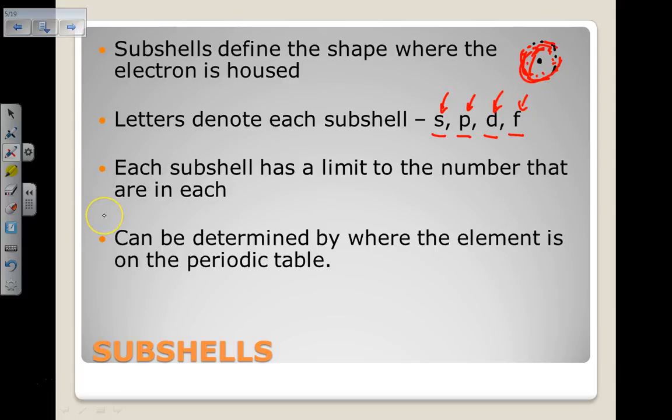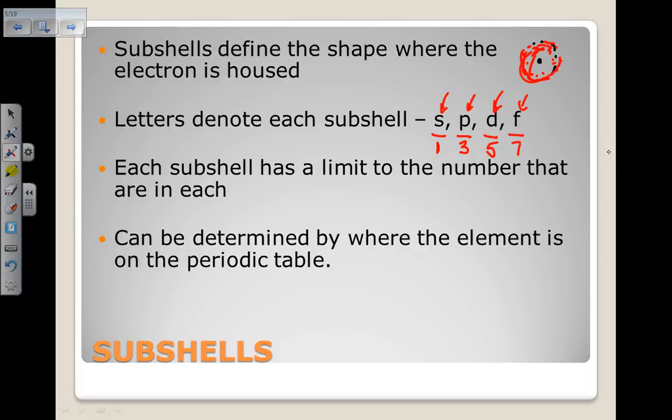Okay. Each subshell, there's a limit to the number of orbitals that are in each subshell. So an S, there's actually just one of these S's, okay? And then there's 3 P's and 5 D's and 7 F's. And isn't that odd? Get it? 1, 3, 5, 7. Okay, anyways.